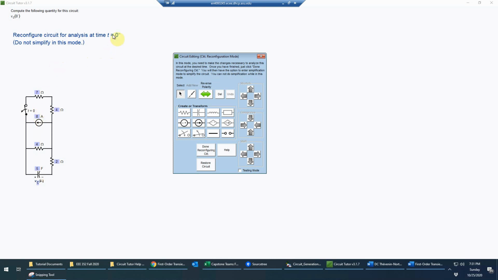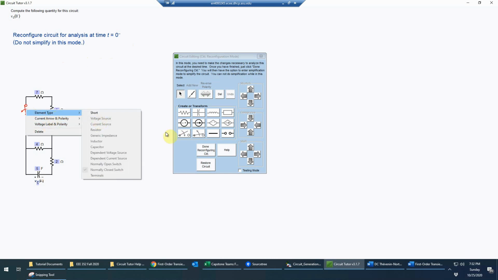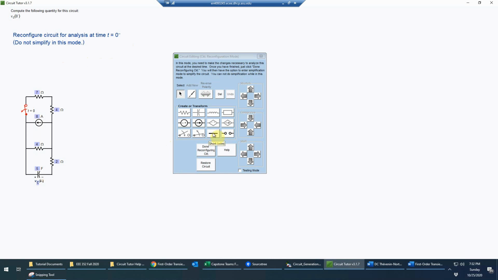So because we're analyzing at t equals 0 minus, that's before the switch opened, so therefore that switch is going to be closed, or it's going to be equivalent to a short circuit. So I could either right click and change it to a short, or I could just click on the short button on the interface, which I'll do now. So that takes care of the switch. And then the second thing is the reactive element.